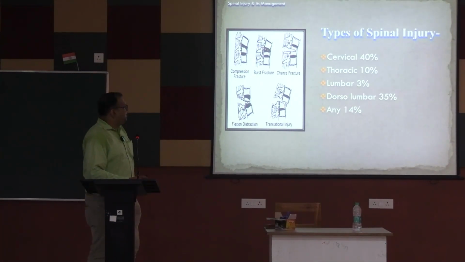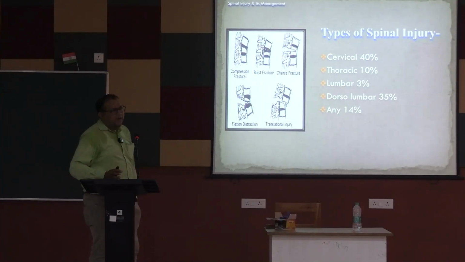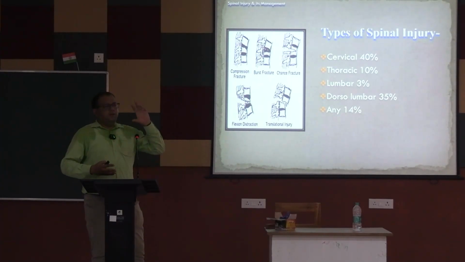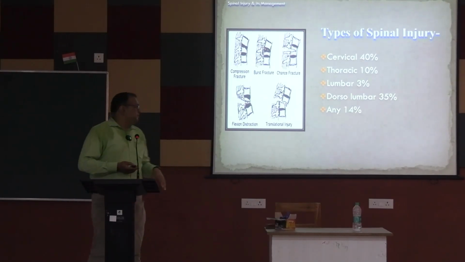So now the types, mainly the maximum number of fractures are in the cervical spine. Thoracic, not very common, because we have the rib cage here. So it gives a lot of stability. Also, it is not a very flexible segment of the spine. So dorsal fractures are very uncommon.